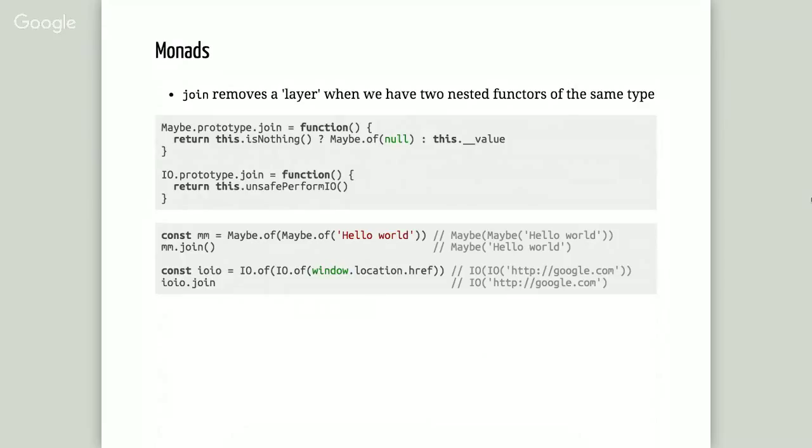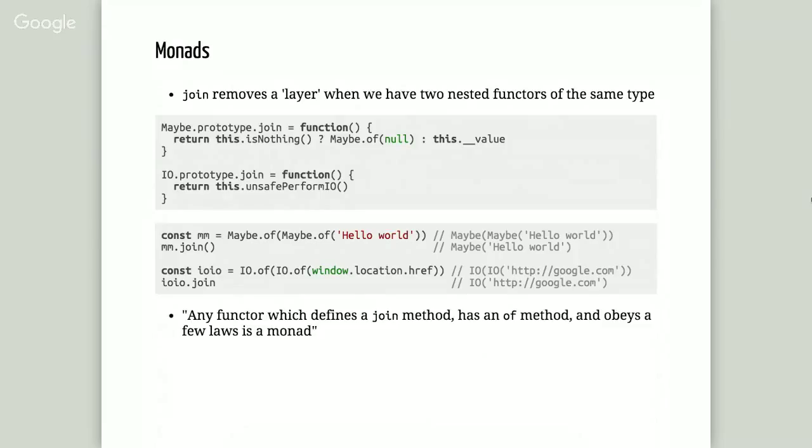So for Maybe, we're just going to check whether it's nothing, and we either return back Maybe of null, or we return back the value which is inside that Maybe. Or for IO, we're going to call unsafePerformIO. But what's important to note is we're not actually triggering IO there, because we're 2 levels deep. So here we've got an IO of window location href. When we join that, we just do away with a layer of it, but we still don't trigger the side effects until we call unsafePerformIO on it. So this, it turns out, is kind of the definition of a monad.